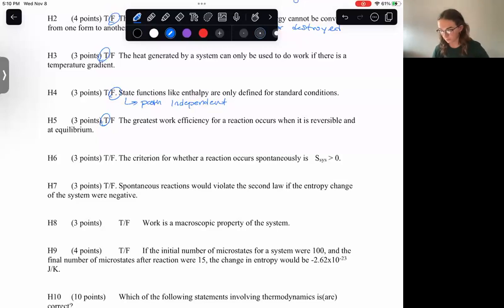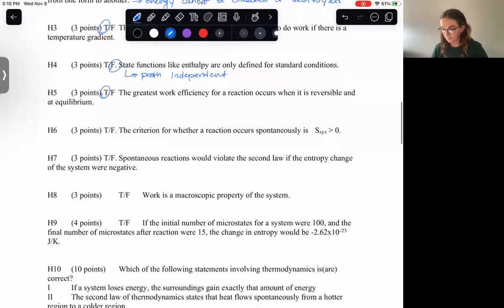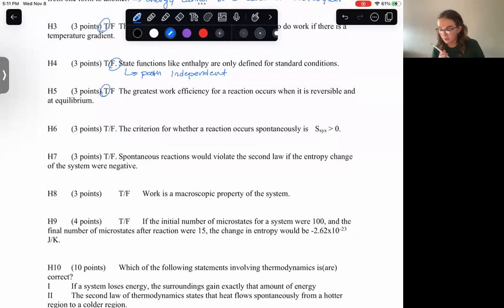Okay, question 6. The criterion for which a reaction occurs spontaneously is that the delta S of the system is greater than 0. True or false?